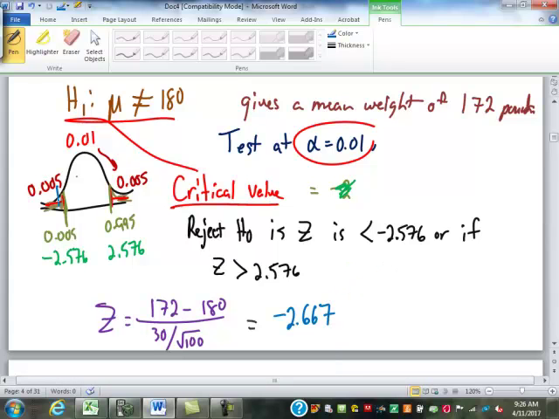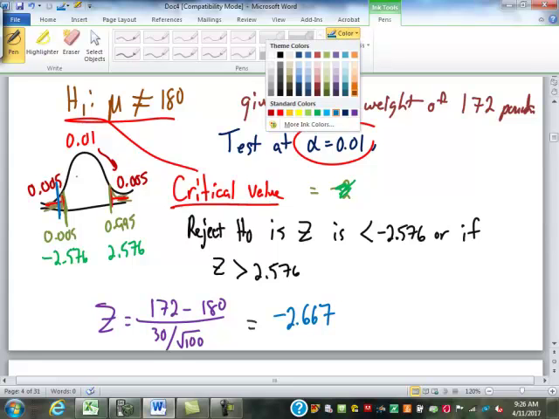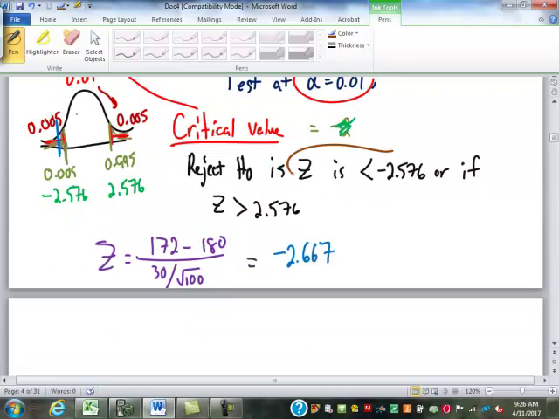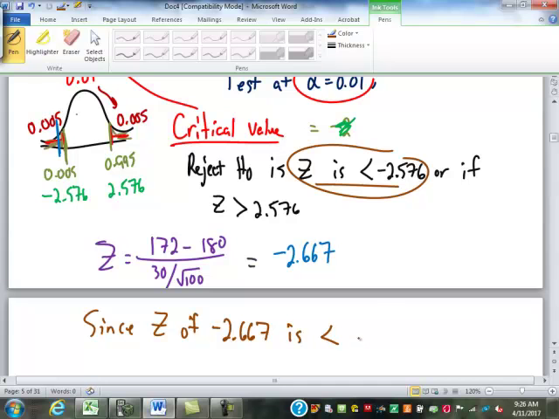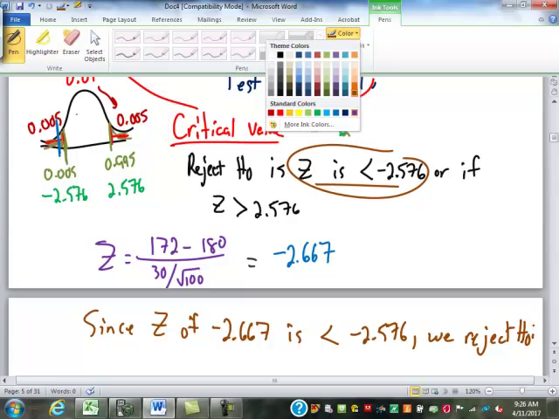That is slightly less than that critical value on the left side of negative 2.576. So here we reject on this part of the rejection rule. So since our test statistic Z of negative 2.667 is less than a critical value of negative 2.576, we reject H0. And we conclude the mean weight of our students is not 180 pounds.